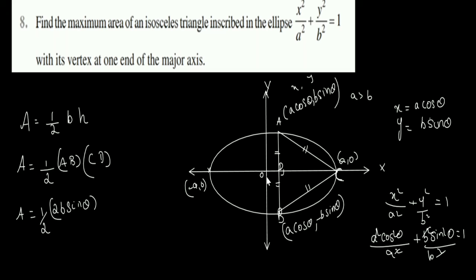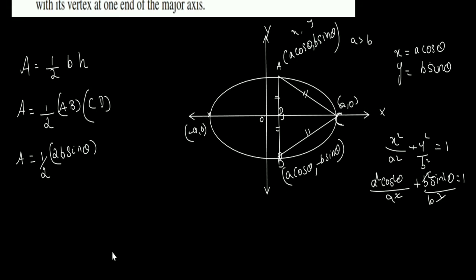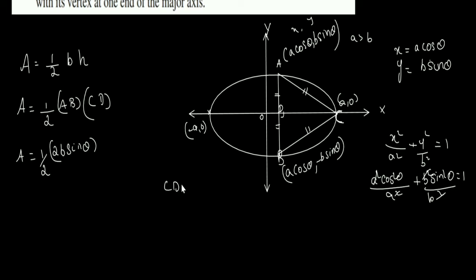CD will be, you know that OC is a, from O to C is a. The vertex is a comma 0. So OC is a. OD is the x coordinate. So the length of CD is OC minus OD. What is the length of OC? From O to C is a. What is the length of OD? The x coordinate, so that is a cos theta. So CD we can write as a minus a cos theta.